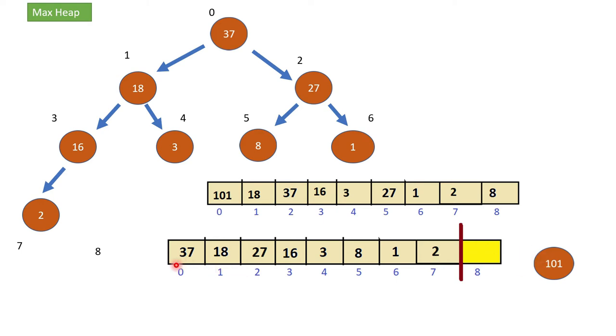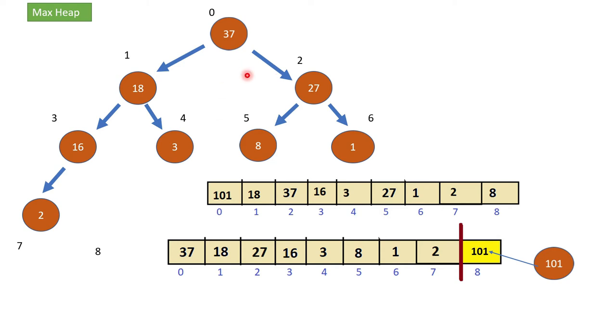Now the effective heap length is from 0 to 7 and we got one blank space. Now for heap sort purpose, don't remove this 101 completely. Instead of that, place this 101 in this blank space and we will repeat this. Then what will happen?